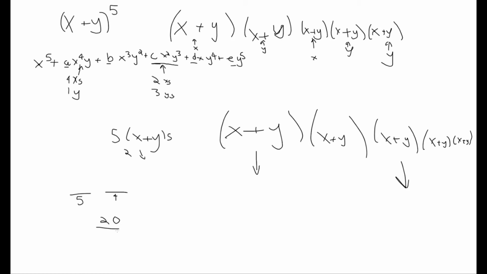So we would divide by 2 factorial because there are 2 positions to get the number of combinations, which is 10. So there are 10 combinations for taking out 2 x plus y's, or in other words, there are 10 different ways that 2 of these can be x's. So that means that the coefficient c over here is 10. Okay?